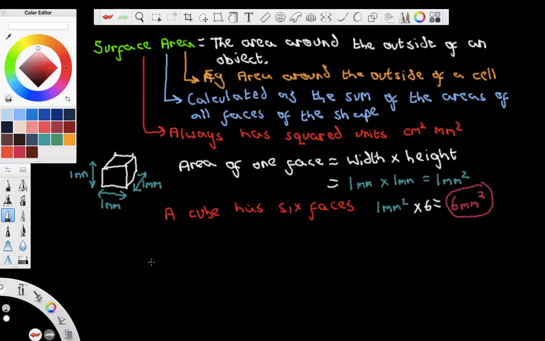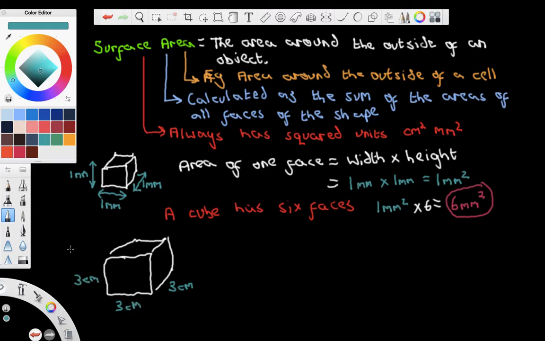What I'm going to do is I'm going to draw you a cube like so, and I want you to do that in your notes, please. I'm going to put some units on it. I want you to pause the video and work out the surface area of this cube before I go through the answers. So our next one would be 3 centimetres by 3 centimetres by 3 centimetres. Pause the video now, see if you can work out the surface area of that cube.